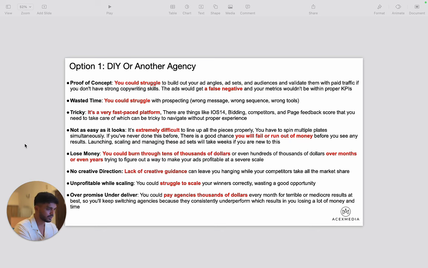And lastly, I hear this on almost every call that I go on: the agencies overpromise and underdeliver. So you could pay agencies thousands of dollars each month for terrible or mediocre results, and at best you'll just keep on switching agencies because they perform and then they suddenly start underperforming, or they underperform from scratch, and it just ends up in you losing a lot of money. And you keep on repeating the whole cycle of finding new agencies, working with freelancers, or trying the ads yourself.